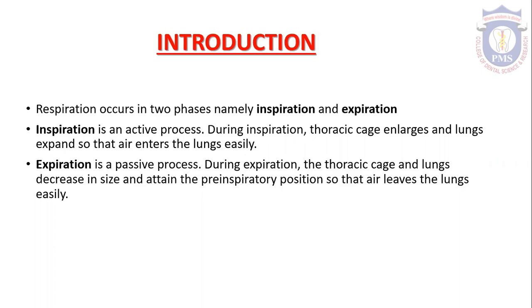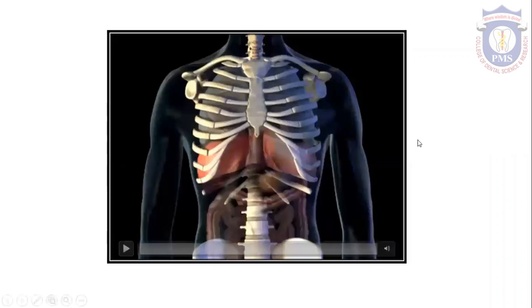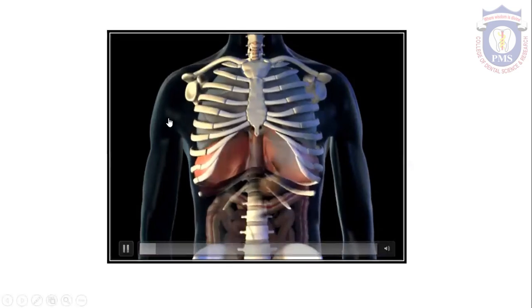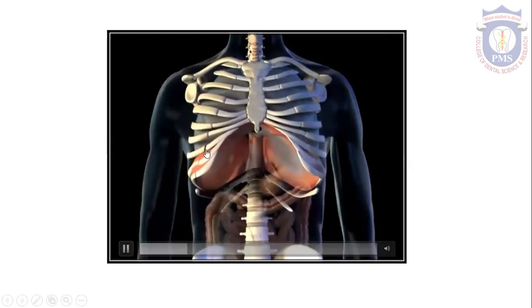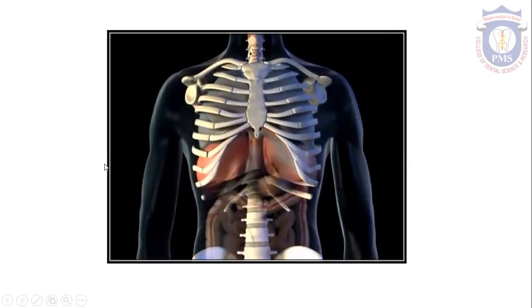At the same time, expiration is a passive process. During expiration, what happens? The thoracic cage as well as the lungs will decrease in size and attain the pre-inspiratory position so that the air can easily leave the lungs into the atmosphere. In this video, you can see how the size of the thoracic cage as well as the lungs varies during inspiration and expiration. During inspiration, the size increases, and during expiration, it goes back to normal size.